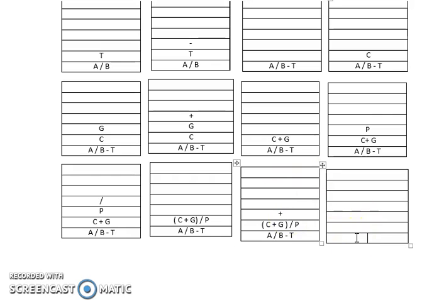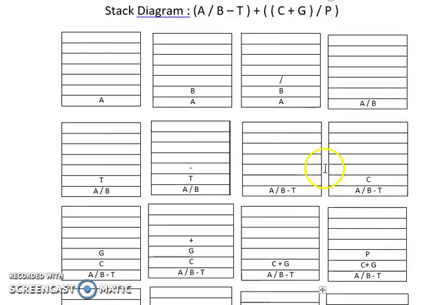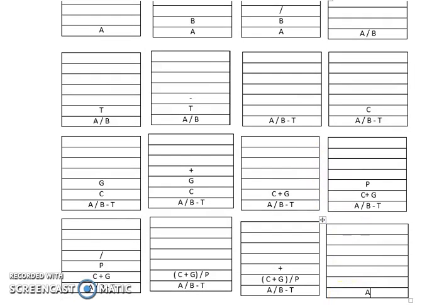Okay, so the last step we just make it out of an equation set like this, which is A divided by B minus T plus C plus G divided T. Okay, close the bracket. Okay, we did the stick diagram here.